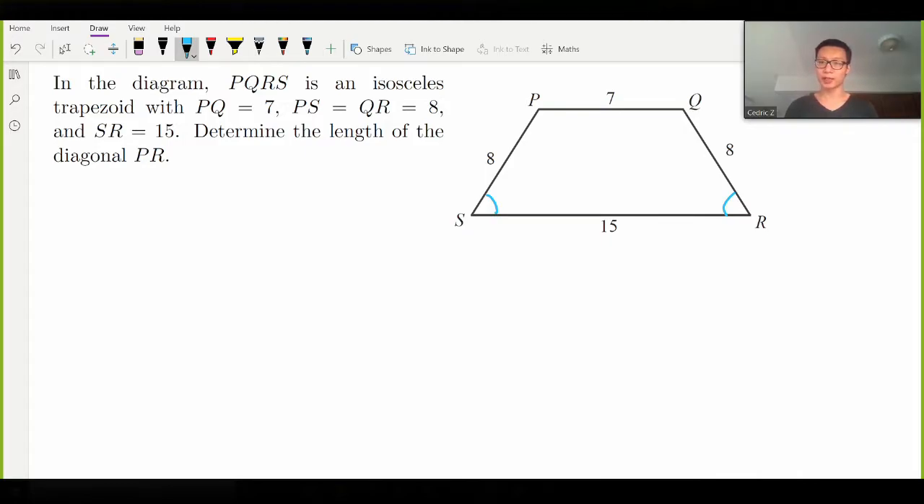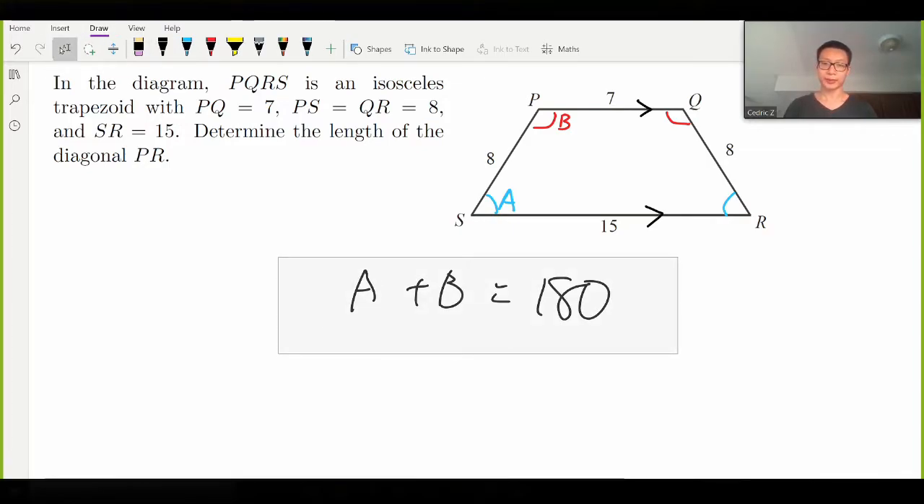And moreover, the angles on the top must also be the same. So SPQ is equal to PQR. And we also know that for trapezoids, we have one pair of parallel lines, the top and bottom. Since the top and bottom are parallel, the blue angle, angle A, and the angle on the top, angle B, the red one, must add up to 180. So angle A plus angle B is 180. Okay, so that's the first piece of information.